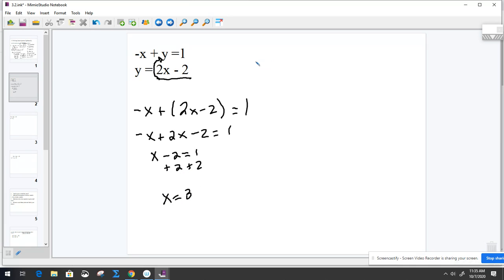Once I get x is equal to 3, I'm going to plug it back into the original equation that's already solved for the missing variable. Y equals 2 times 3 minus 2. Y is 6 minus 2. And y equals 4.